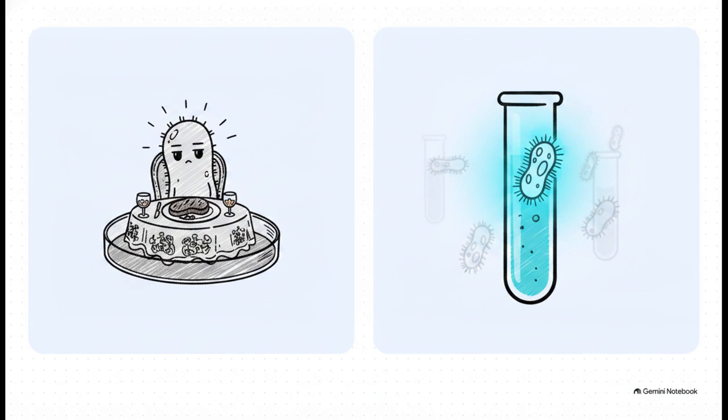An enrichment medium, on the flip side, is usually a liquid broth. It's designed to selectively enhance the growth of one specific pathogen out of a mixed specimen. It's literally like trying to find a needle in a haystack and giving that needle a megaphone.